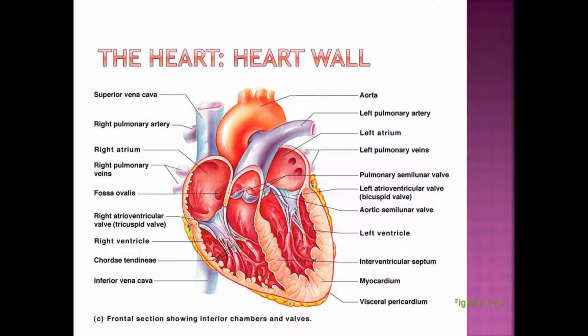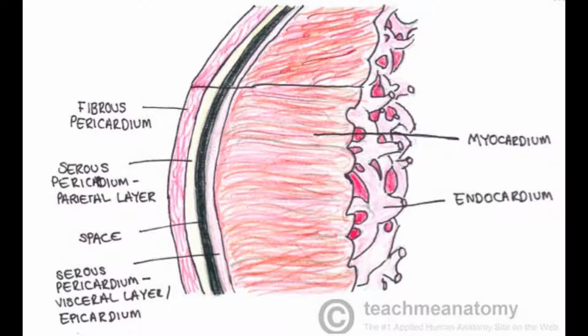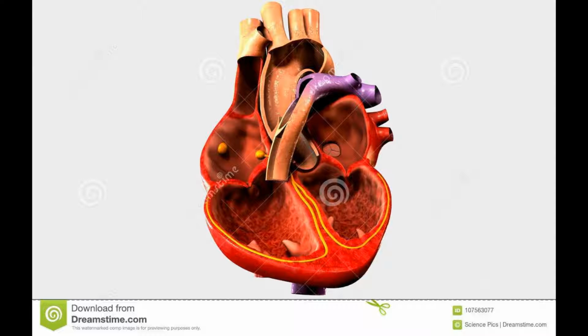The heart is made up of 3 layers of tissue. The outermost layer of the heart is a serous membrane called epicardium, or visceral pericardium. The middle layer of the heart is the muscle layer and is called myocardium. The innermost layer, adjacent to the lumen of the heart, is an endothelial layer called endocardium. The heart is divided into 4 chambers.